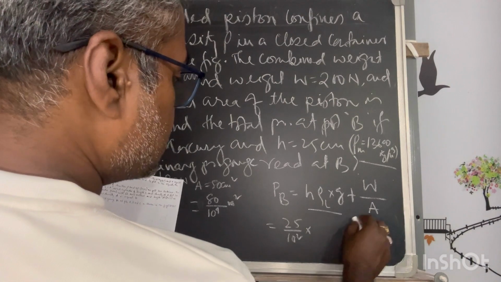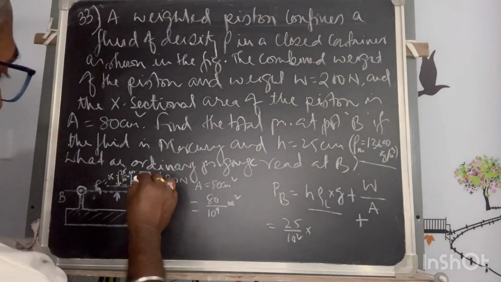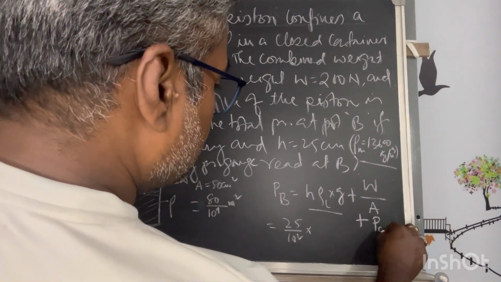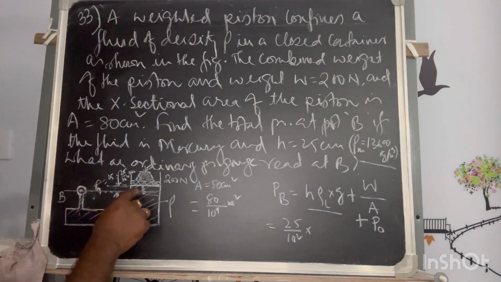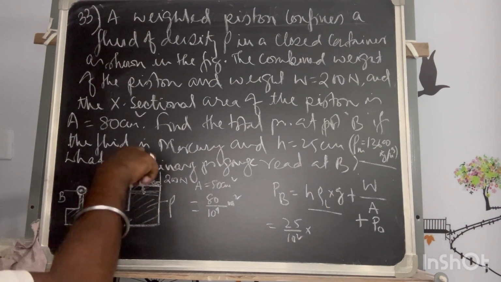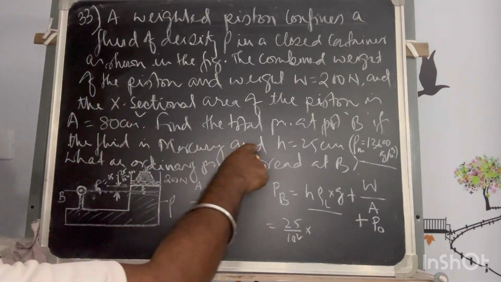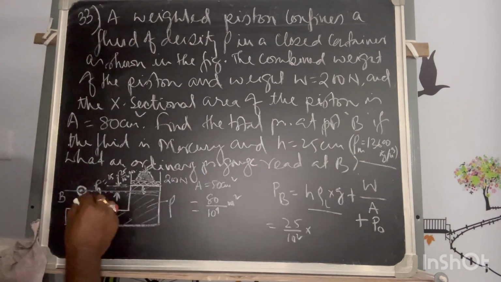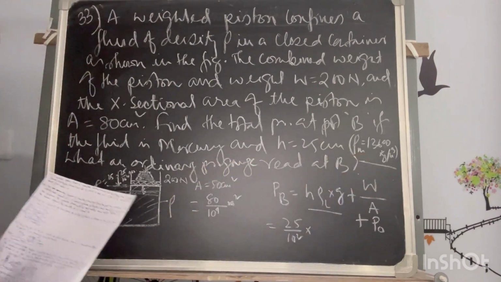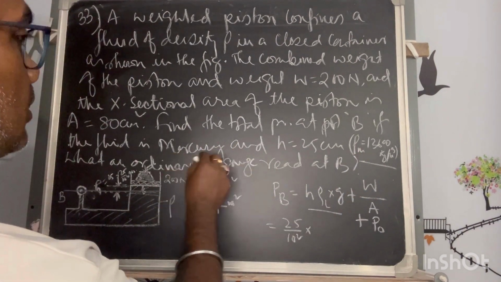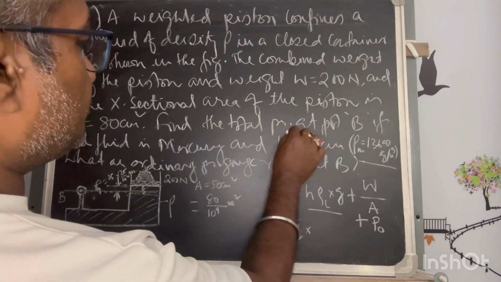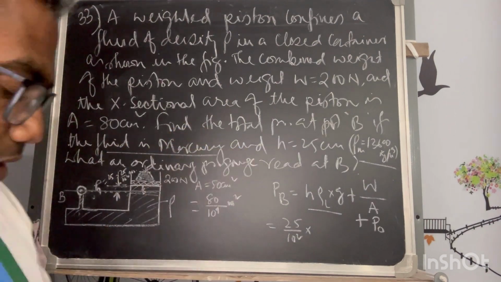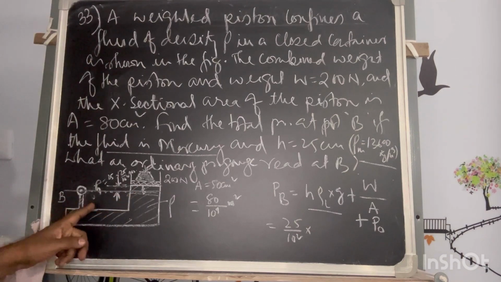and apart from this, this will be added with some other pressure, because this is a free end, so there will be another pressure of atmospheric pressure. This has to be added there. I have not added it earlier, because that was a closed system. But here, along with the weight due to this water column, there is the pressure due to the atmosphere, because nothing says that atmospheric pressure can be nullified. And at B, the fluid is said to be mercury: find the total pressure at point B if the fluid is mercury. Okay, fine. So the fluid contained here is mercury.